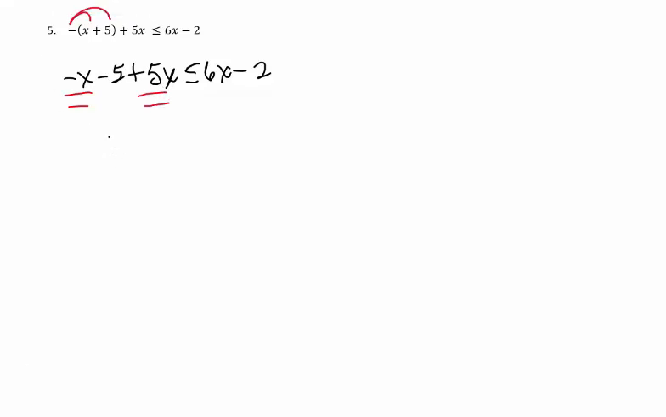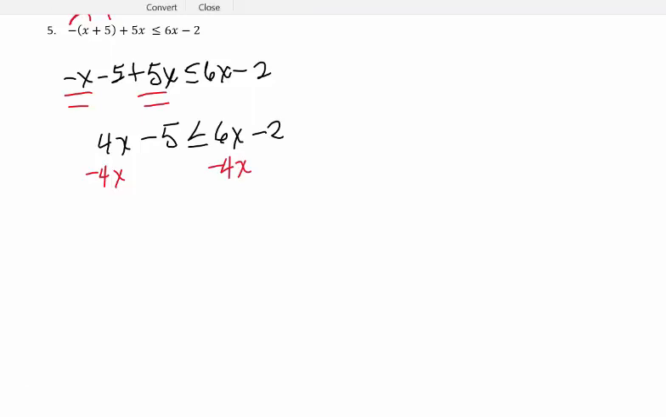And we get 4x minus 5 is less than or equal to 6x minus 2. At this point, we move the x's together and the constants together. So to move the x's, I'm going to subtract 4x. And at the same time, to move the constants, I will add 2.